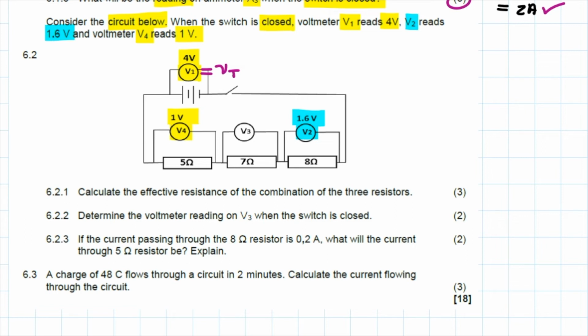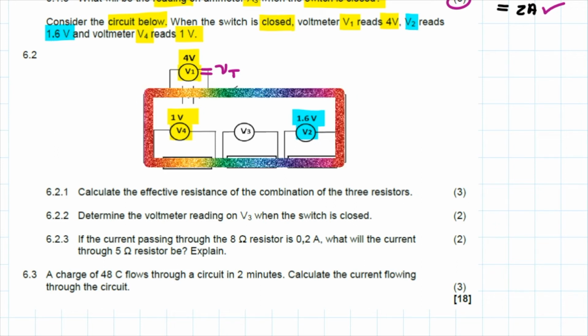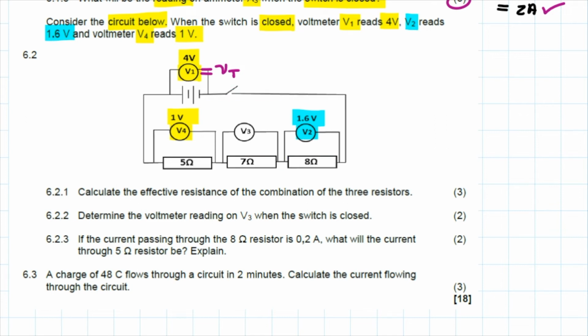It very often happens that learners confuse the voltmeters for a parallel circuit, but this is still a series circuit because current does not flow through the voltmeters. It's simply going to flow around this way, and no current is going to go through the voltmeters at all. So this is a series circuit.